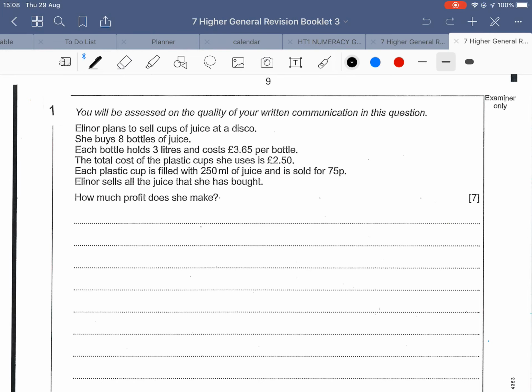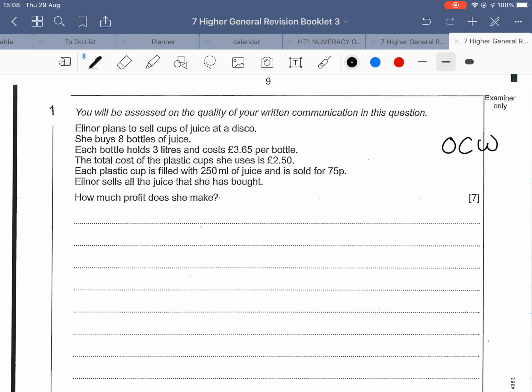So this is an OCW question. So that means you'll get marks for your organisation. So OCW is organisation, communication and written. So organise your work, make sure it's in a structured order, don't put it all over the place. Communicate what you're doing, so make sure you tell the examiner where your numbers are coming from. And written, that means you've got to put your units correctly. Are you using centimetres, are you using metres, are you using pounds, are you using pence? You've got to explain what you're doing.